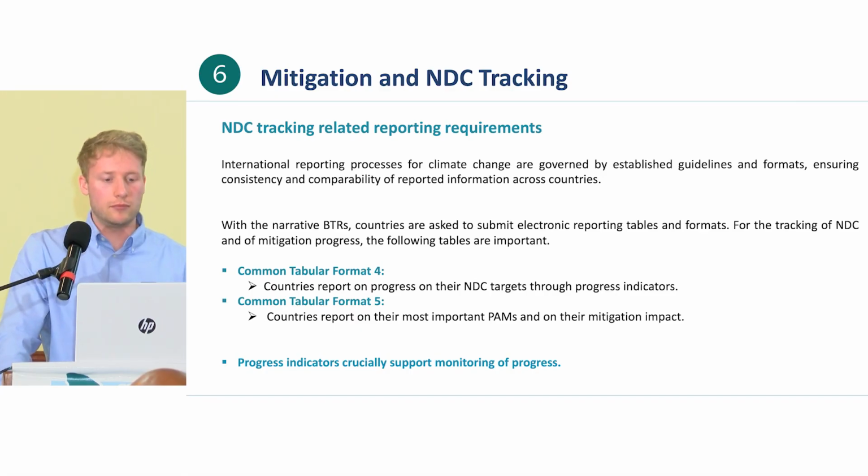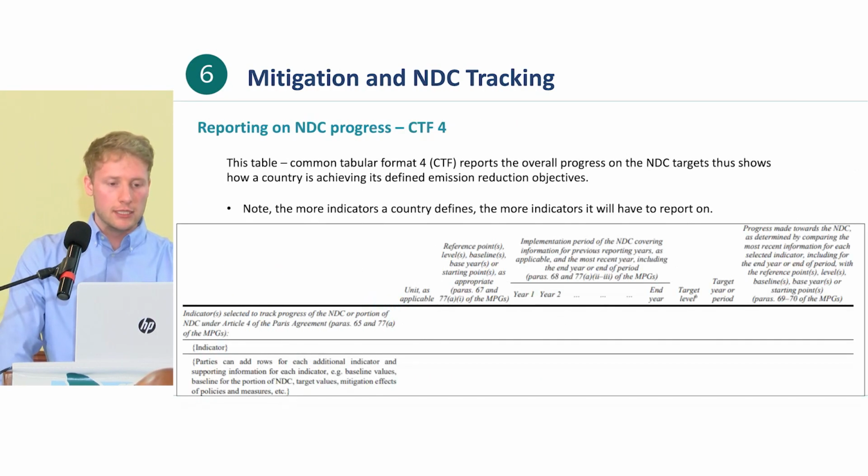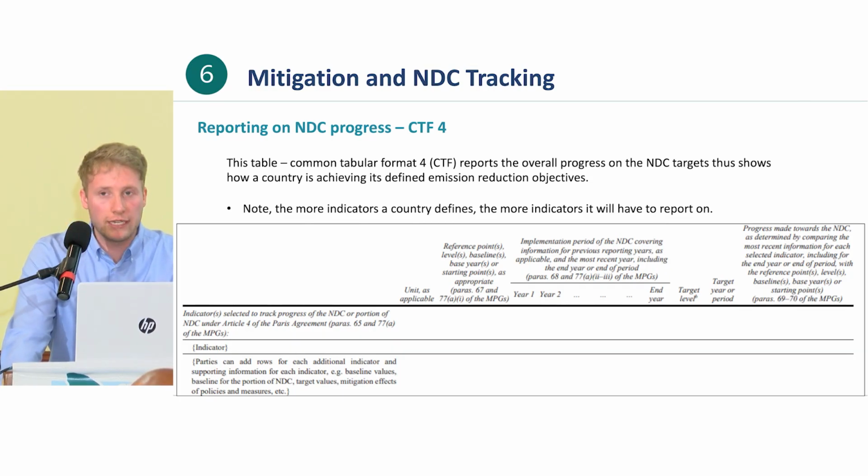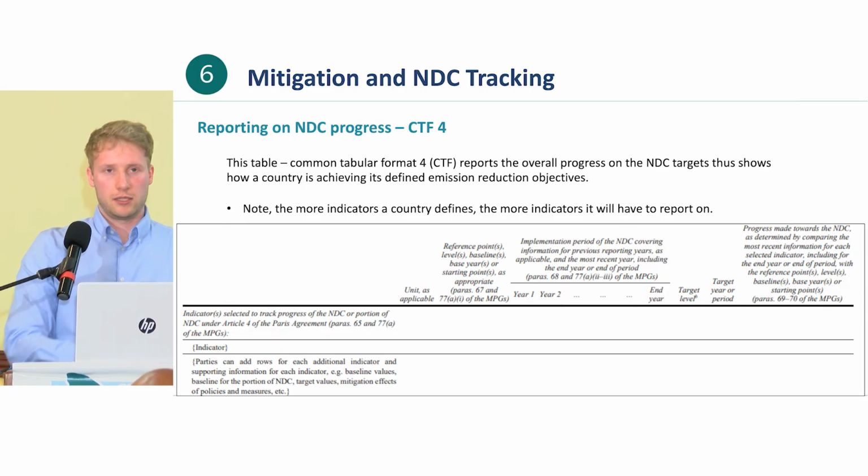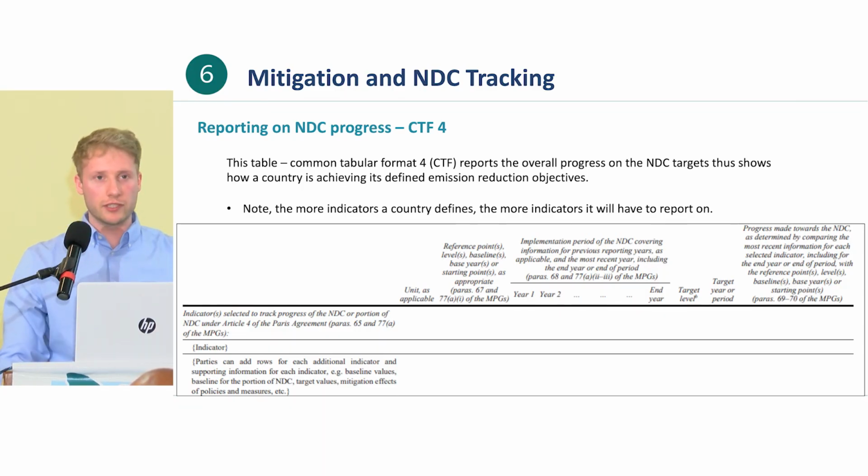And then the 2 relevant ones for the BTRs are 4 and 5, CTF 4 and 5. And to be able to do so, progress indicators support monitoring of progress. We'll have a look at that in a bit. Very briefly, CTF 4, reporting on NDC progress. So this, think about only the NDC. Think about your targets. We can have a target compared to reference scenario, an absolute target. We talk about these main targets. What countries report here is an indicator.